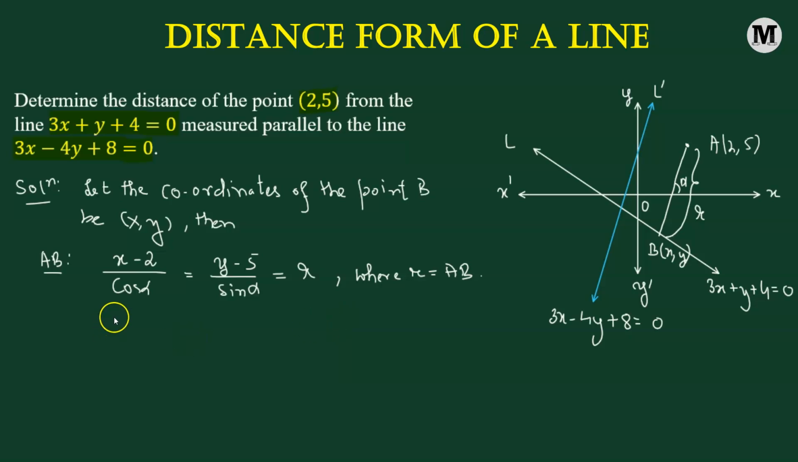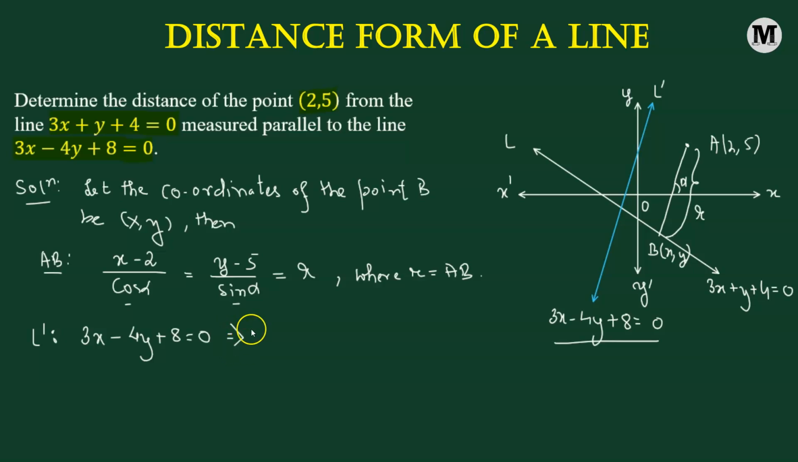Now our next task is to determine the values of cos α and sin α. To do that, we'll take the help of the line L prime, because the condition is that the line segment AB is parallel to the line L prime. So whatever the slope of that line is, that's going to be the slope of AB as well, because parallel lines have equal slope. Let's find the slope of the line L prime. We have the equation 3x - 4y + 8 = 0.